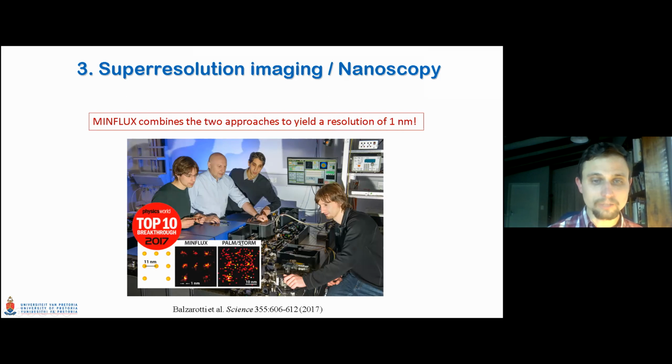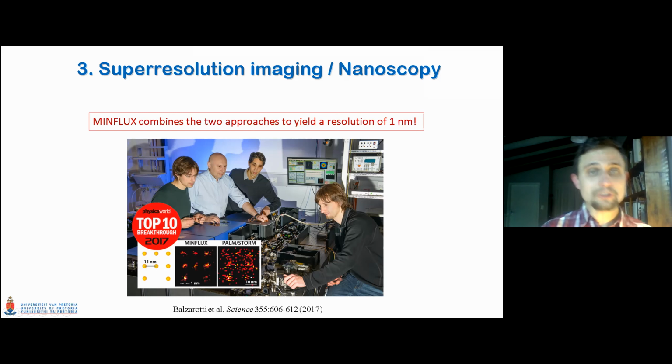And here's an example of using PALM and STORM. The traditional super resolution techniques, in this case, have not resolved the structure entirely, but using MINFLUX, you can go down to the nanometer spatial scale. So this is really remarkable.